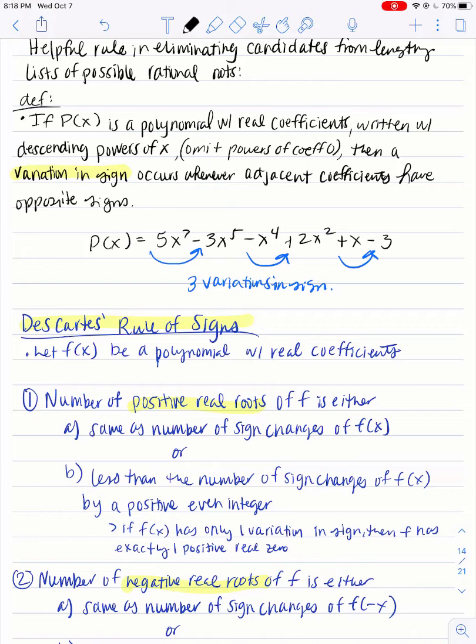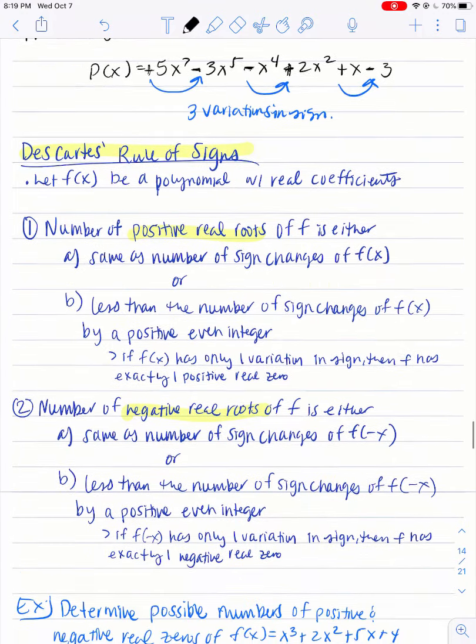So here's our polynomial, and here we have a variation of sign because we go from positive to negative, so the blue is the variation. Then we go from negative to positive, so that's another variation. Here we don't have a variation because it's from negative to negative. Here we don't because it's positive to positive, but here we have positive to negative. So this polynomial has 3 variations in sign.